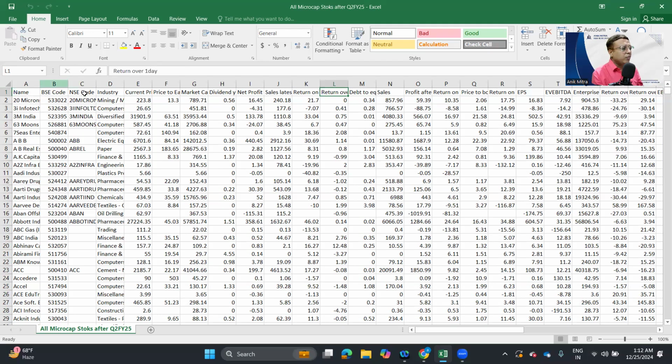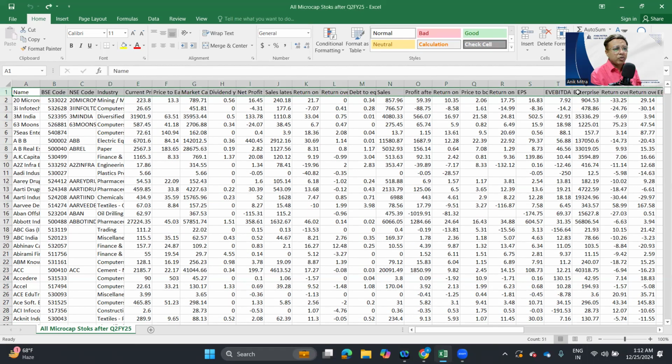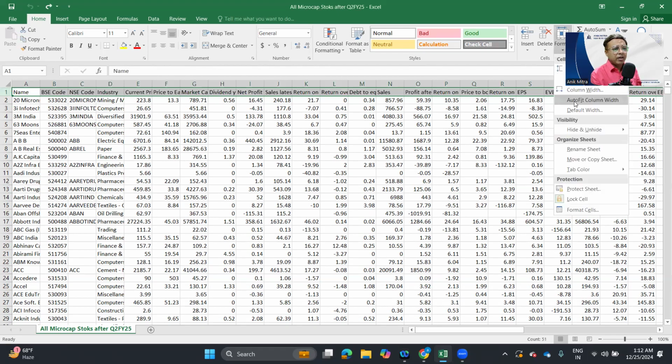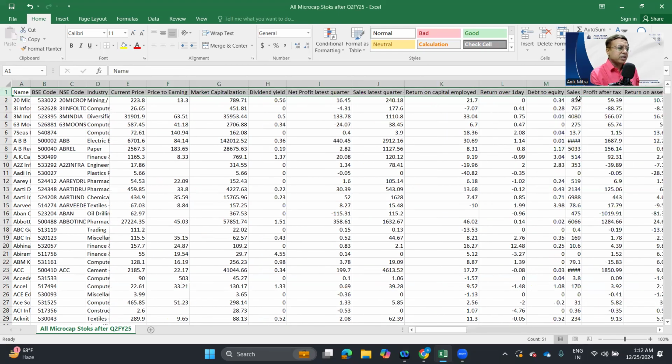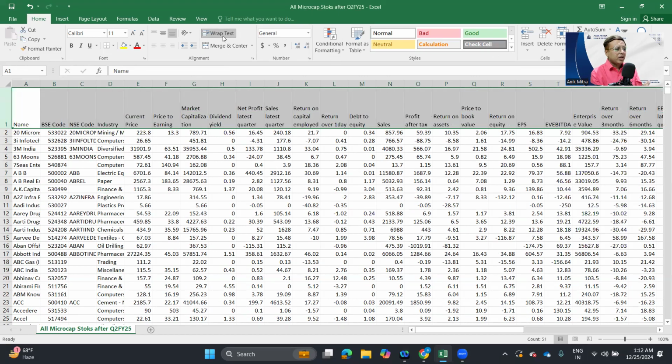There are two options. One, we can simply wrap the text. Otherwise, I have shown you auto fit column width, which is also possible as per our convenience. In this particular case, let me wrap the text. I'm wrapping the text so everything is visible here.